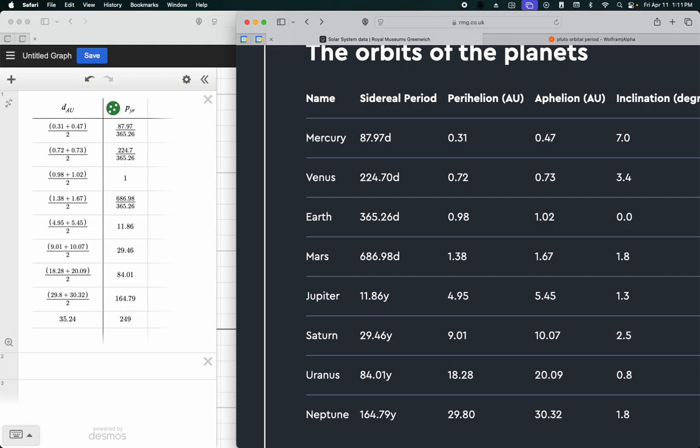Okay, I'm done. Oh my god, that's a big jump. That's an even bigger jump. Oh, and that's even bigger. Oh, hi, Pluto. Look at how close these points are.